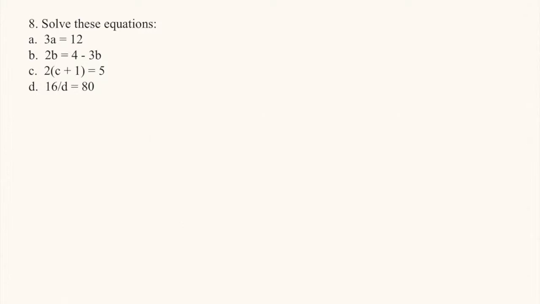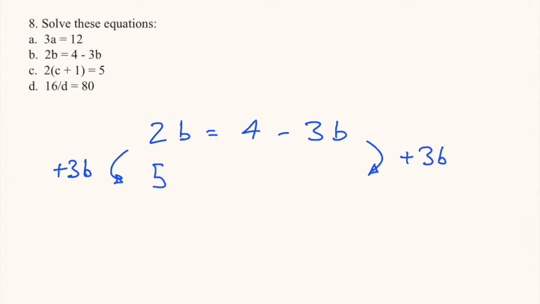Moving on to part B, we have 2b equals 4 minus 3b. What we need to do here is move all the b's onto the left-hand side. We can do that by adding 3b to both sides. So 2 plus 3 is 5b equals 4. We have minus 3b and we add 3b, we're left with nothing.